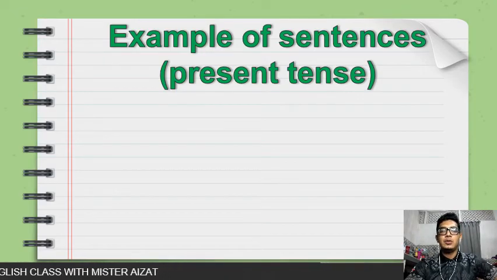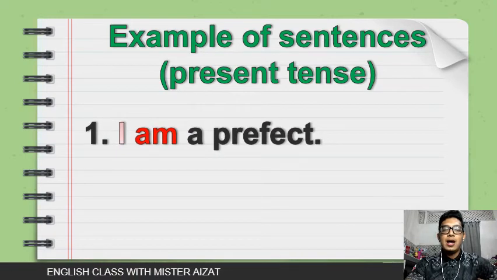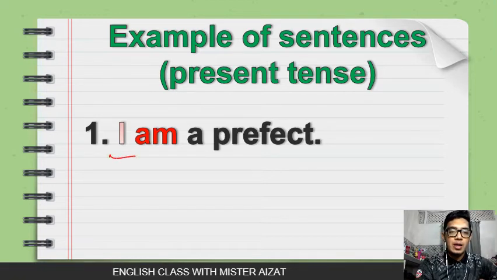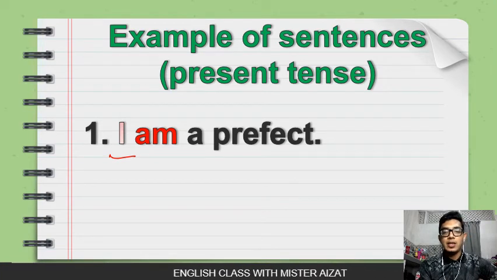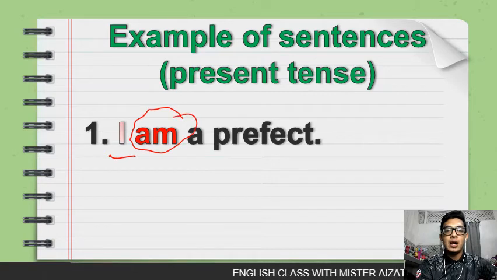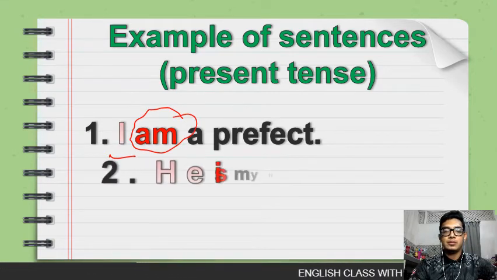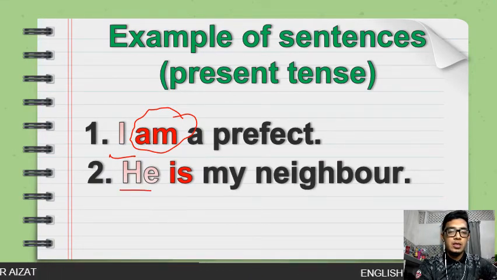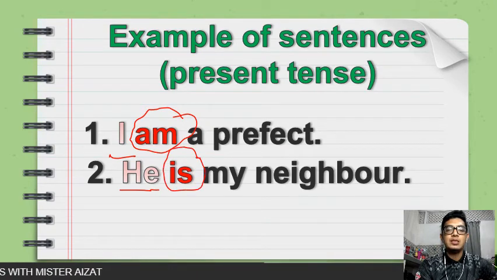Now let us look at examples of sentences for present tense. I am a prefect. I ni adalah singular. So tadi kita dah cakap kan, I ni special sikit, so dia hanya boleh guna am. I je boleh guna am ni, so I am a prefect. Next, he is my neighbor. So he ni singular, so it must be followed by is. Singular verb.